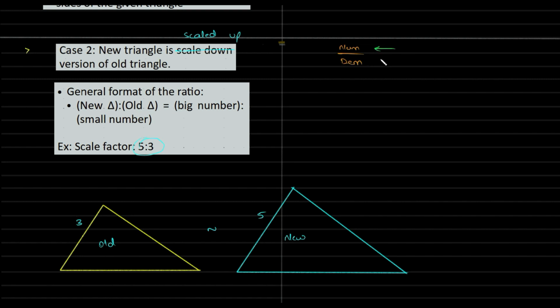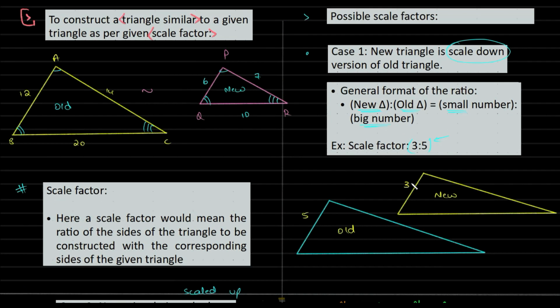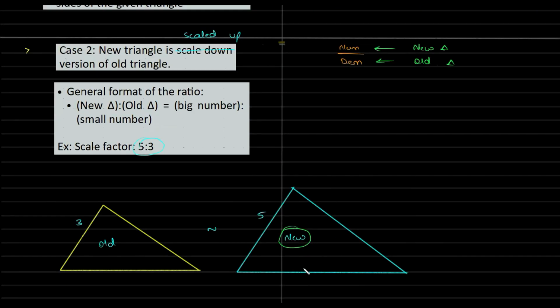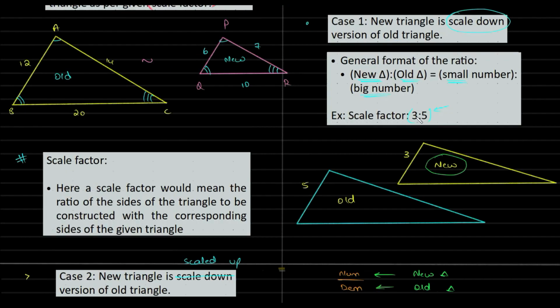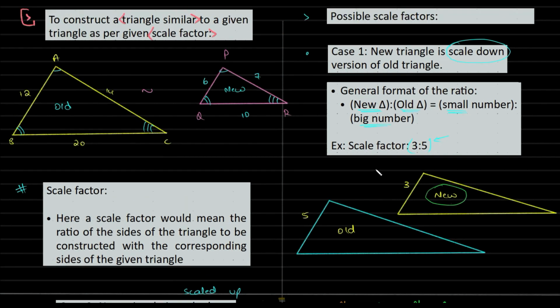The numerator deals with the new triangle while the denominator deals with the old triangle. That is, if I see the numerator to be a larger number than the denominator, like 5:3, the new triangle will be bigger than the old one. If I see the numerator smaller than the denominator, the new triangle will be smaller than the old one. You got it? Here the new triangle is bigger than the old one because the numerator is bigger. Here the numerator is smaller, so the new triangle is smaller.